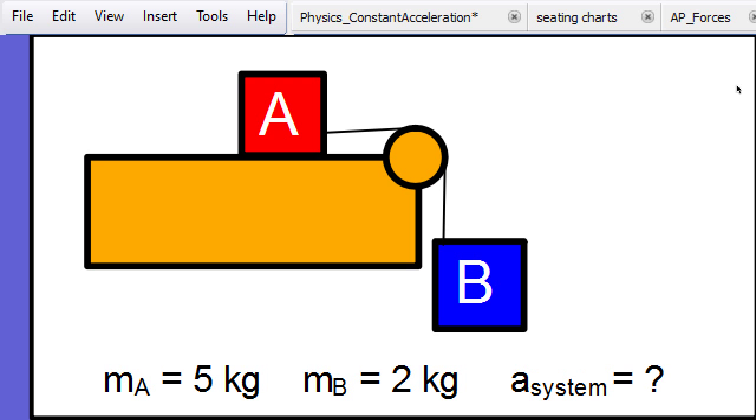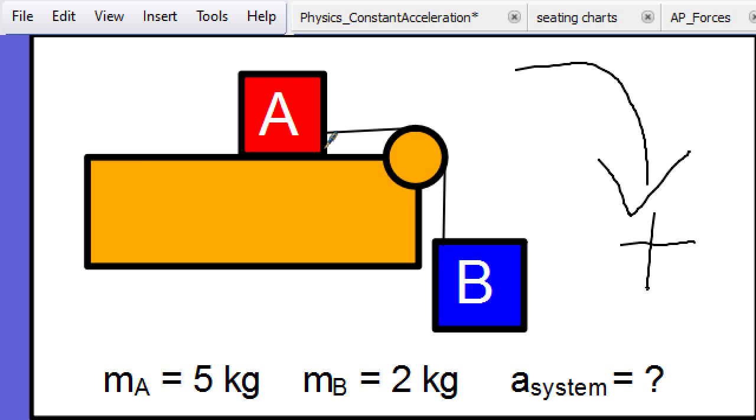But here's a trick. A and B are tied together, which means they're going to move together. They're going to have the exact same acceleration. So I don't want to find the acceleration of A. I want to find the acceleration of the system. Now here's the really weird thing. I'm going to say that the acceleration moves that way. A moves to the right, B moves down, but we're going to call that one direction. And we're going to call that, for simplicity's sake, the positive direction. Which means A is moving to the right, the positive direction, and B is going to move down, the positive direction.